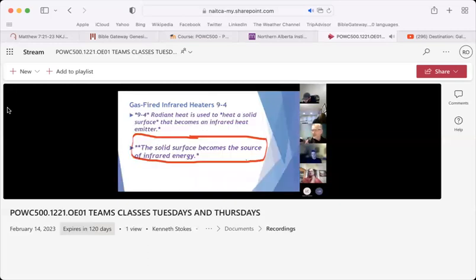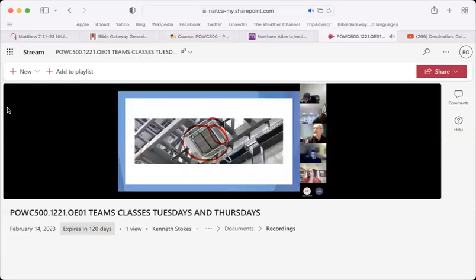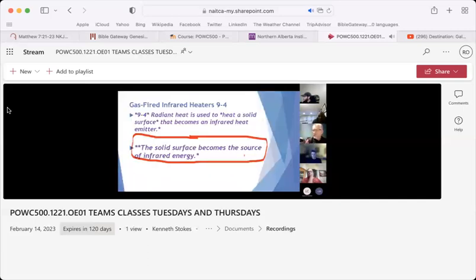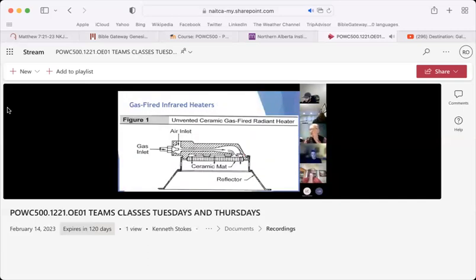So if you have a heater like this, you wouldn't be sealing up the building and expecting people to breathe the combustion gas. You need to be in a semi-ventilated exposure to the outdoors. Okay, so unvented ceramic gas-fired radiant heater.